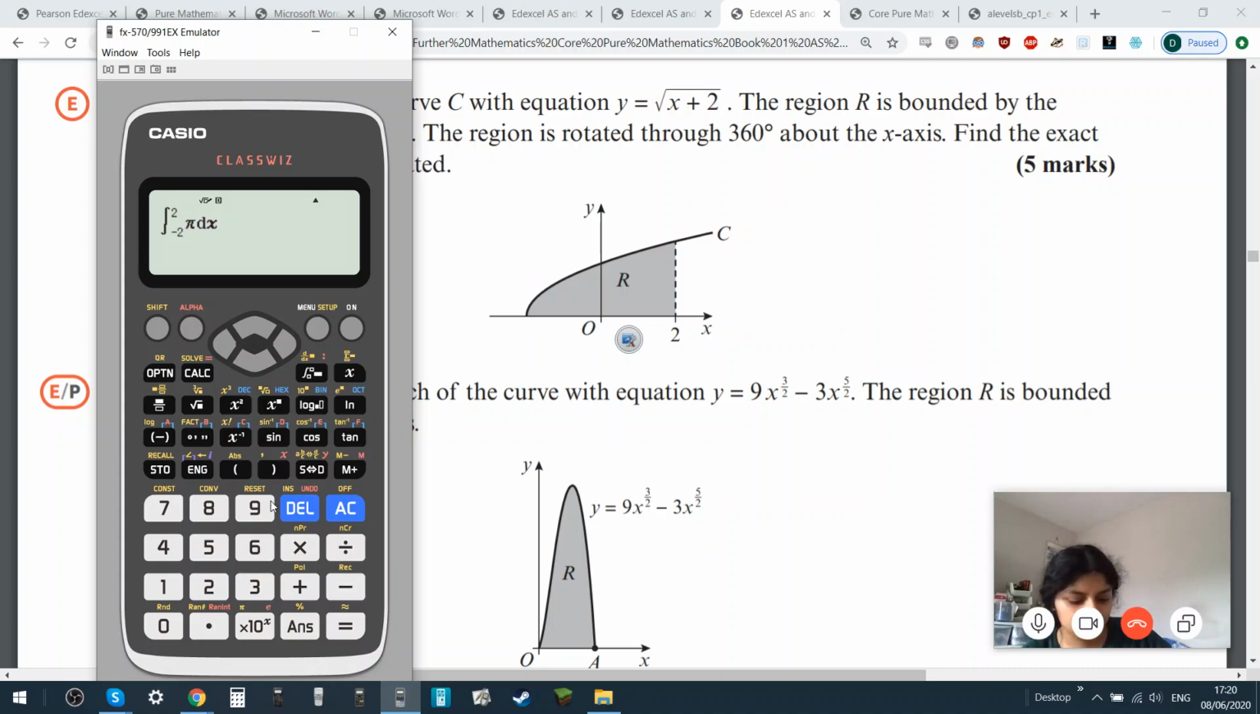I have an idea. I shouldn't have deleted my other one. Oh, I can get it back. Pi and then y squared, square root of x plus 2. Close that bracket. Oh, it's taking its time with this one. Okay, so this one just worked.